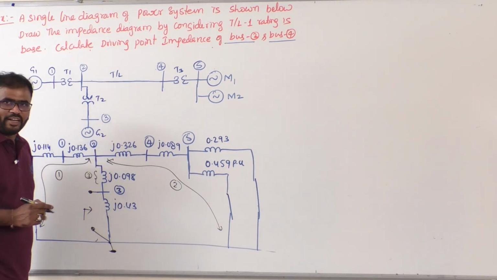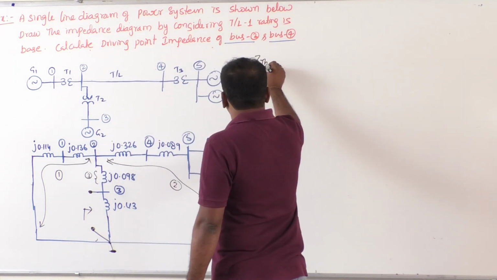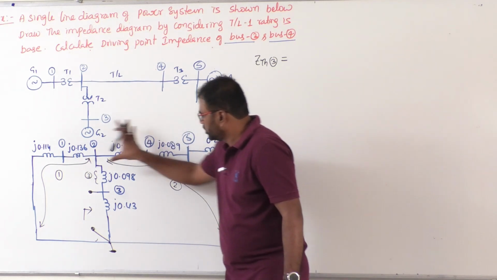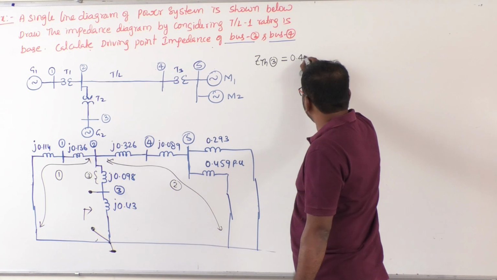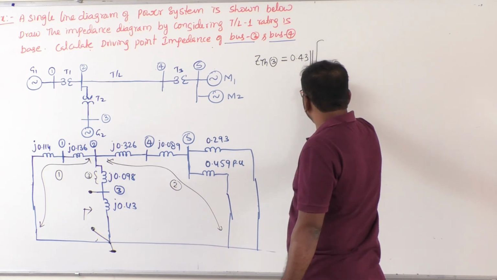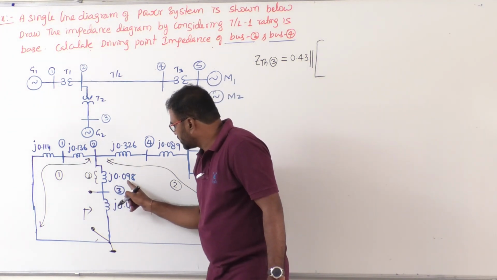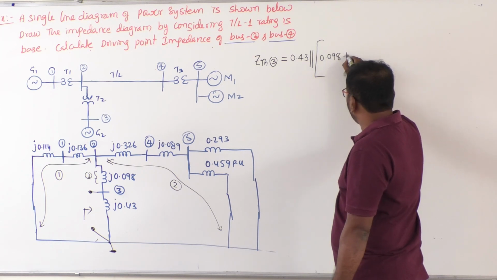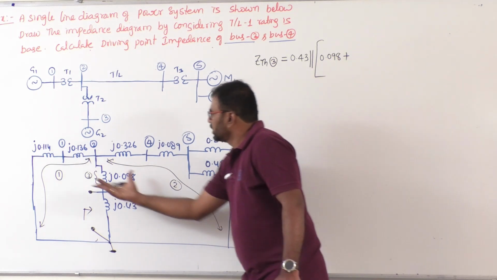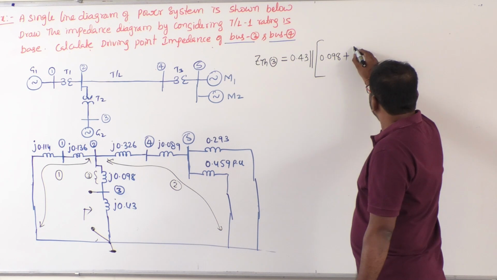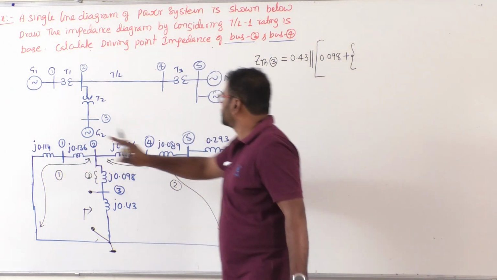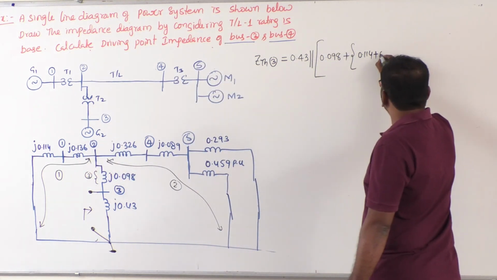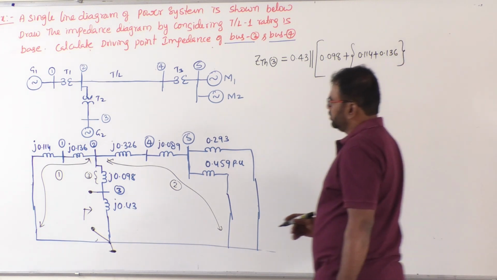So I am writing Z Thevenin at bus 3. Please be careful here. I am directly writing 0.43 is the parallel combination of this entire circuit's equivalent impedance. So I am writing 0.43 parallelly combined with what? Start from here. 0.098 is in series with the parallel combination of 1 and 2. So 0.098 plus you need to parallelly combine 1 and 2. Now I am going to write 1 here. 1 is what? There are 2 reactances in series: 0.114 plus 0.136. That is section 1.